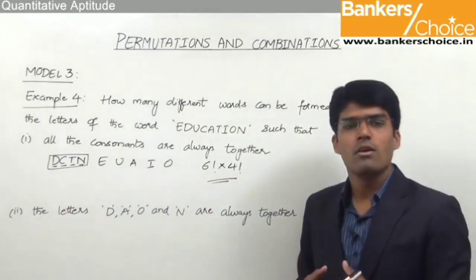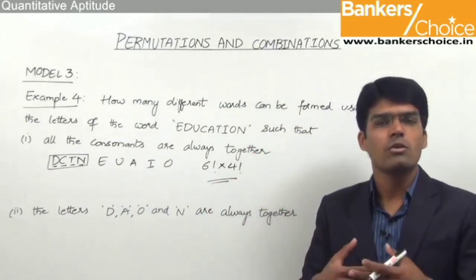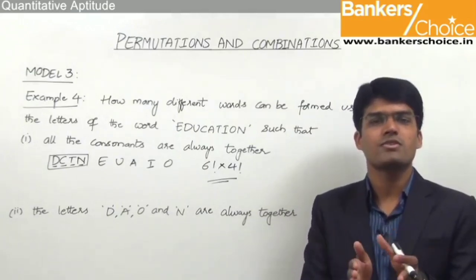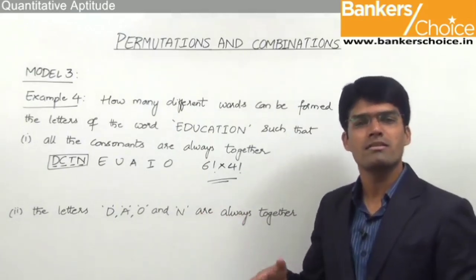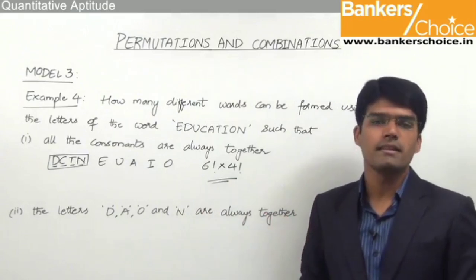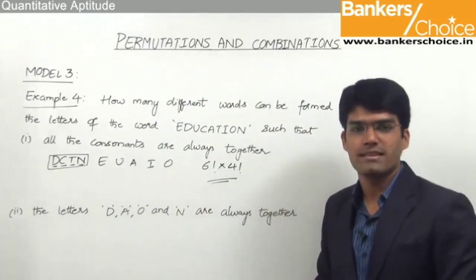Likewise, if the question says vowels have to be together, we can say that all the vowels are only 1 letter. So 5 vowels joined together will give us 1 letter. Remaining consonants can be arranged together and then internal arrangements of vowels can be done to get the required answer.